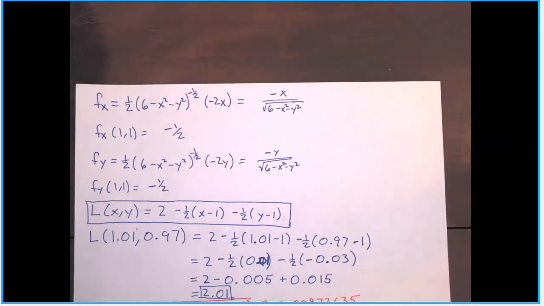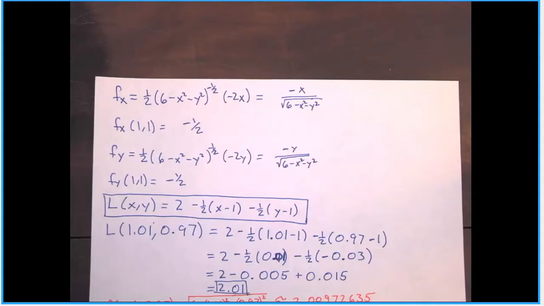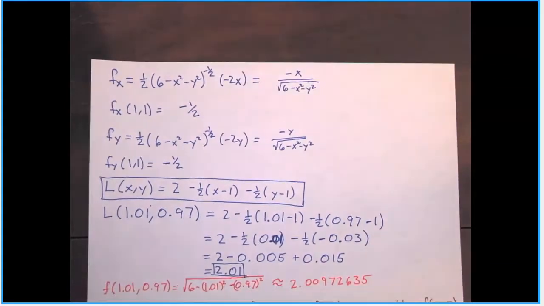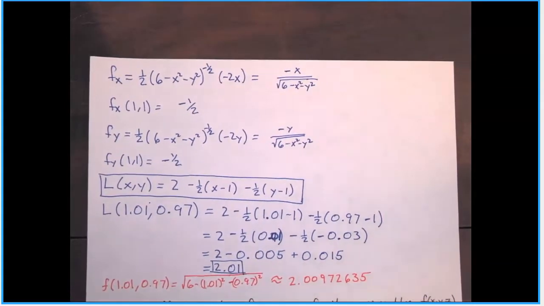So why is this useful? This is useful because if I wanted to compute the function value by hand, f of (1.01, 0.97), I'd have 6 minus 1.01 squared minus 0.97 squared, and take the square root of that whole thing. Now these squares you could do by hand. It'd be a little annoying, but you could do it. The subtraction might be a little annoying, but you could do it. But the square root, you're going to have some ugly decimal.